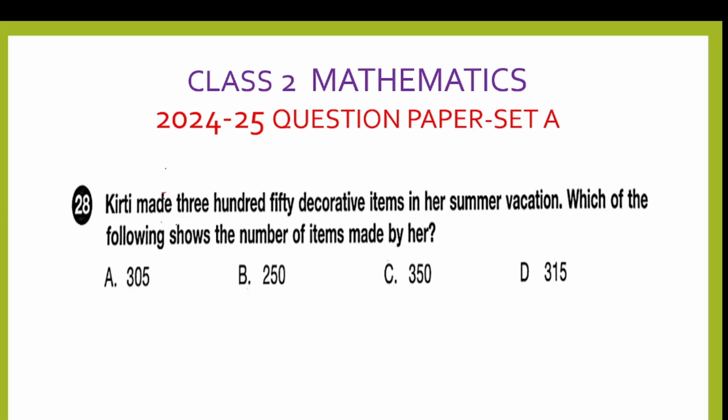Kirti made 350 decorative items in her summer vacation. Which of the following shows the number of items made by her? Yes, we have a very simple question. We have to just write the numerals of this 350, which is nothing but in option C. Therefore, option C is the correct answer.